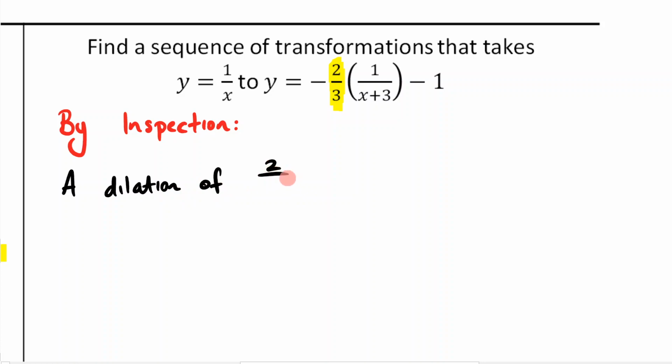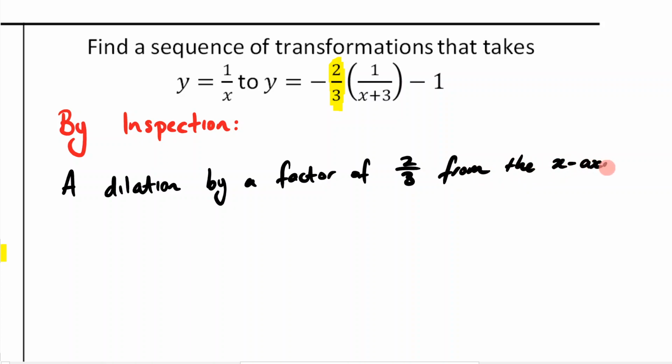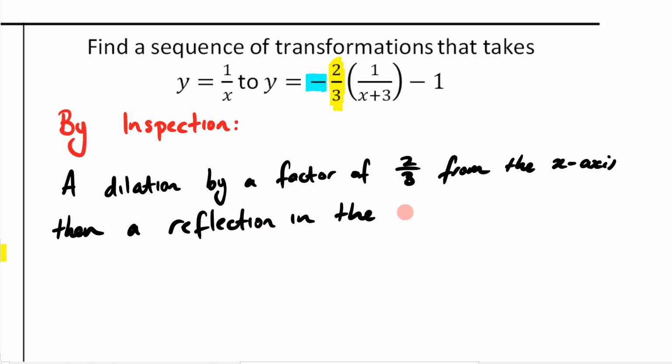of 2/3. So make sure you have the right language here. A dilation by a factor of 2/3, and it's going to be from the x-axis. Now I don't have a dilation from the y-axis, so that means I go on to my next transformation, which is a reflection. And as you can see, I have a reflection out the front of this whole thing. So that means I have then, make sure you use the word then, a reflection in the x-axis.